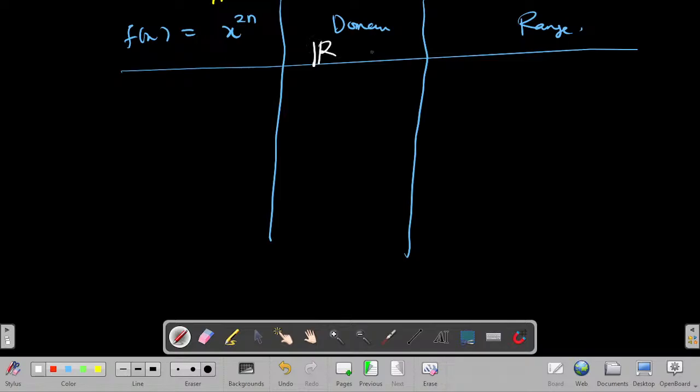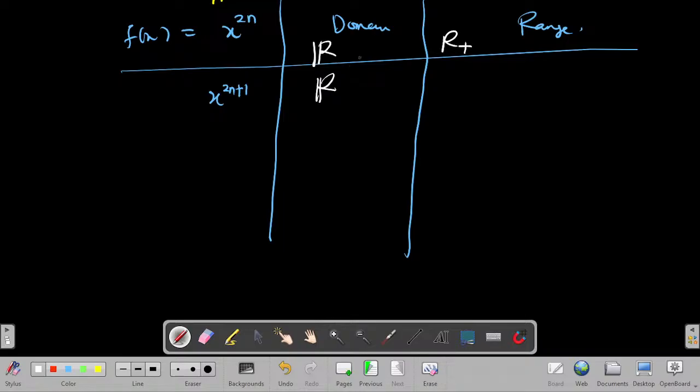What will be the range? This here is x to the power 2n. There is no way this can give a negative value. So our range will be a set of all positive real numbers. Take note. Set of all positive real numbers. The second function is going to be x to the power 2n plus 1. If we have x to the power 2n plus 1, what would the domain be? Obviously, the same thing, a set of all real numbers.